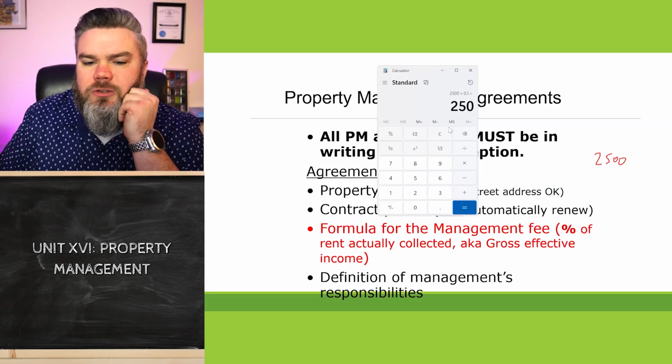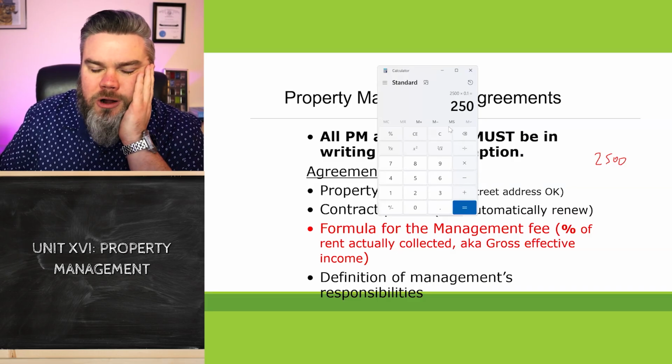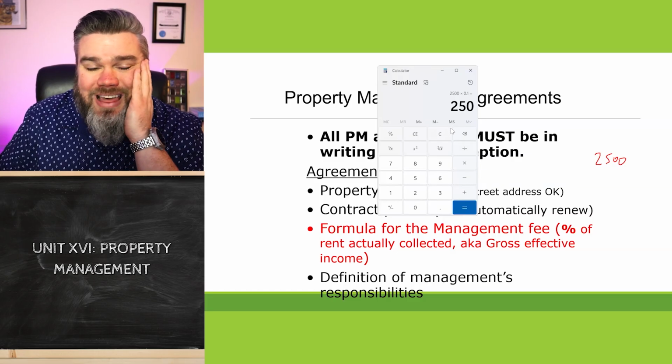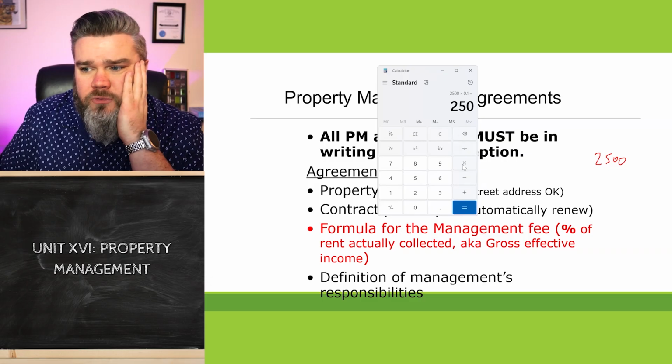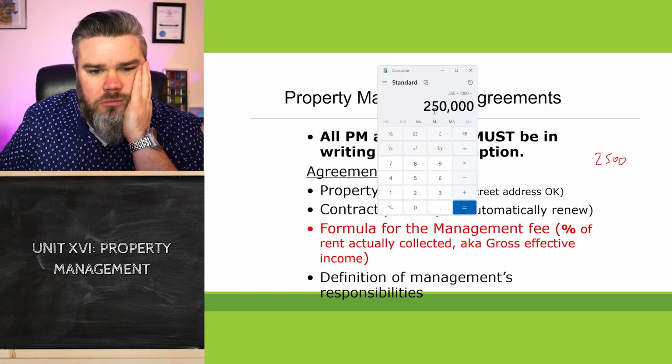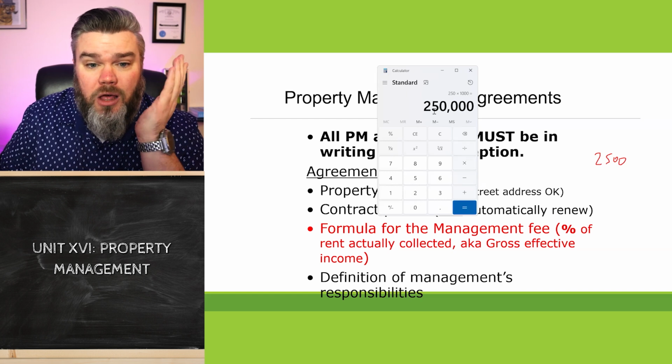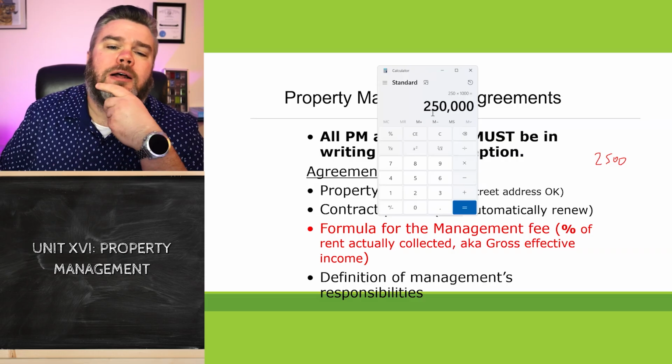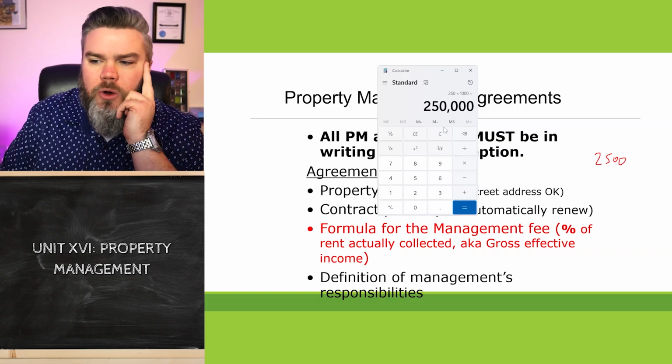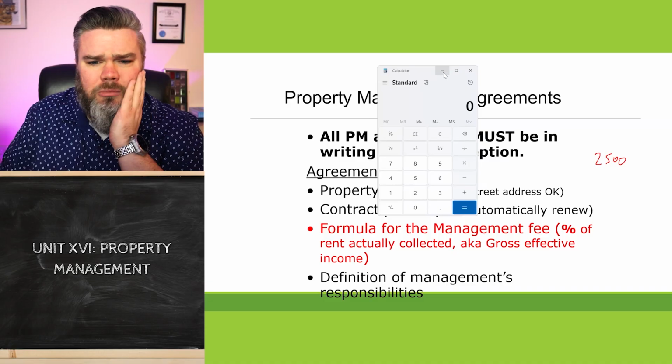But what you got to realize, folks, when you have a property management firm with a portfolio of 1,000 homes, 250 times 1,000, that now increases quite a bit. If you've got a huge property management firm, $250,000 a month versus $250 a month. But that's a very, very large portfolio, obviously. But it's not too dissimilar. It's percentages.